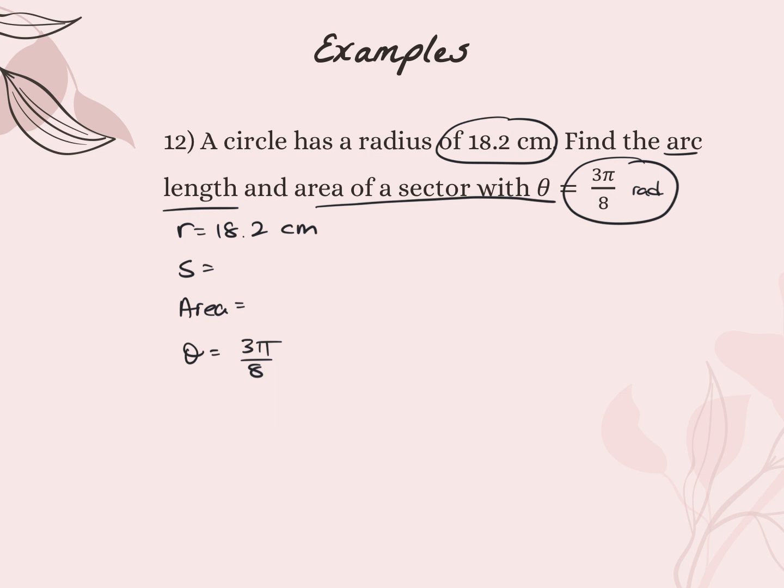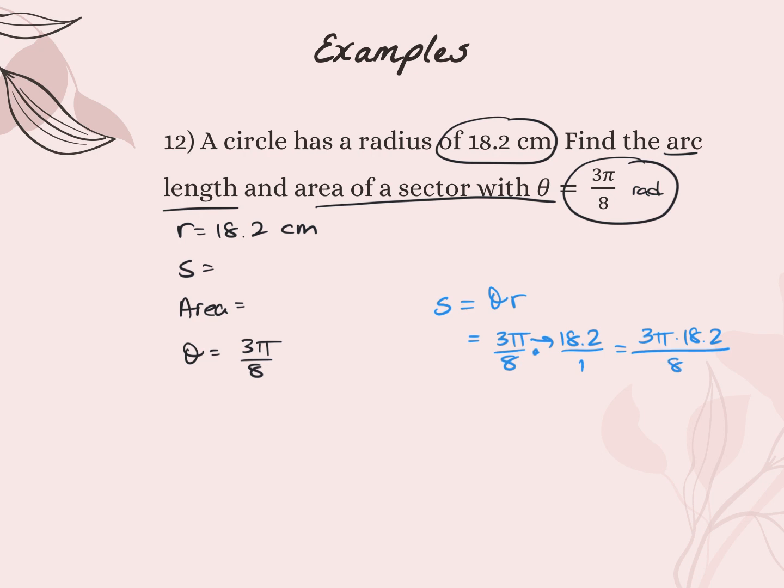The formula that I need for the arc length is S equals theta times the radius. So theta is 3 pi over 8, and the radius is 18.2 centimeters. I do it over 1, so I kind of can think of numerator and denominator. My numerator is now 3 times pi times 18.2, and my denominator is 8 times 1, or 8.